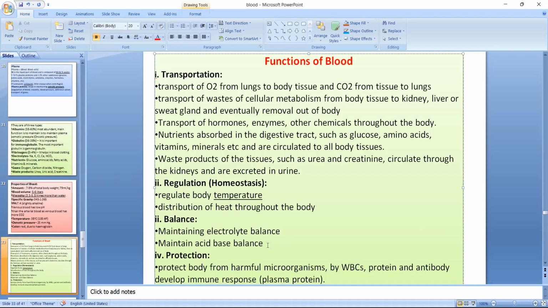Okay, so this is very, very important. Acid base balance or electrolyte balance.